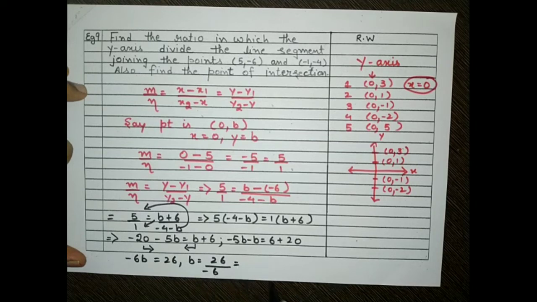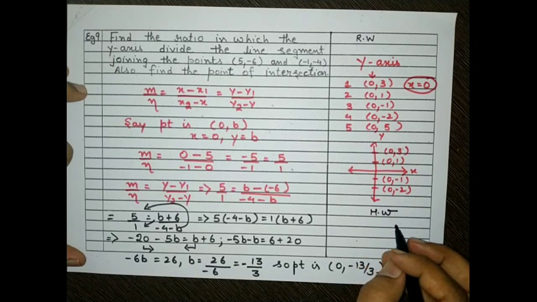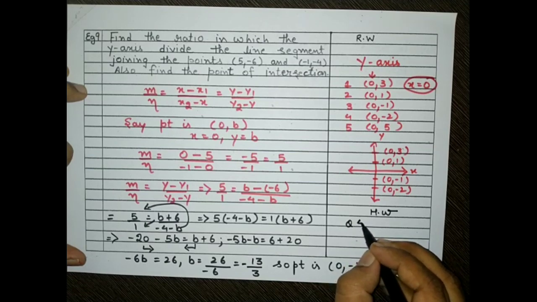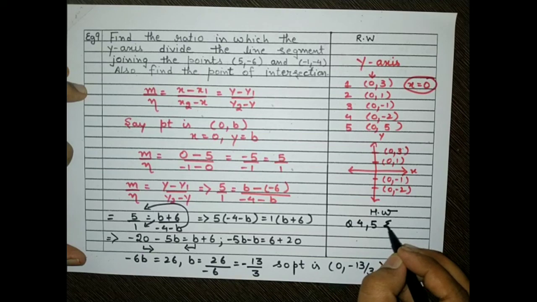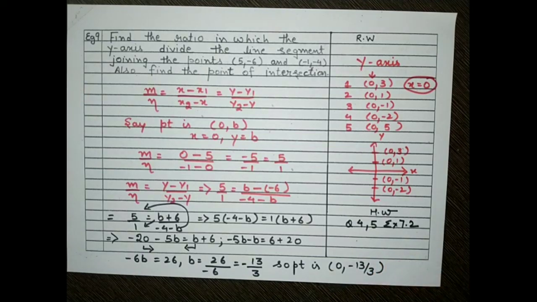I can do the cutting with 2. So it will become 13 over 3, but with a negative sign. The sign you can write either in the numerator or denominator. So the point is (0, -13/3) because we got b and the point was (0, b). Now children, there are two questions, question number 4 and 5 in exercise 7.2. They exactly follow the same pattern as these two examples. The only thing is, in question number 5, take the point as (a, 0).